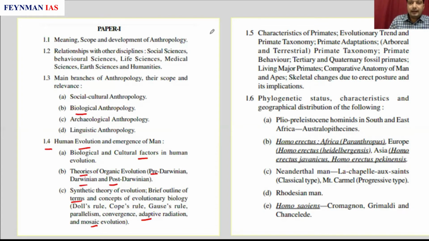Then comes the characteristics of primates, unit 1.5. This is primatology I was briefly mentioning to you. This is all about studying primates. And I already told you why we have to study about primates. They are very close relatives to us.